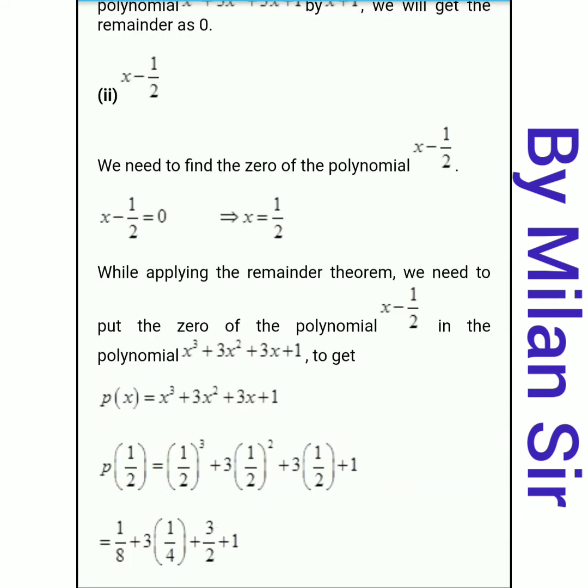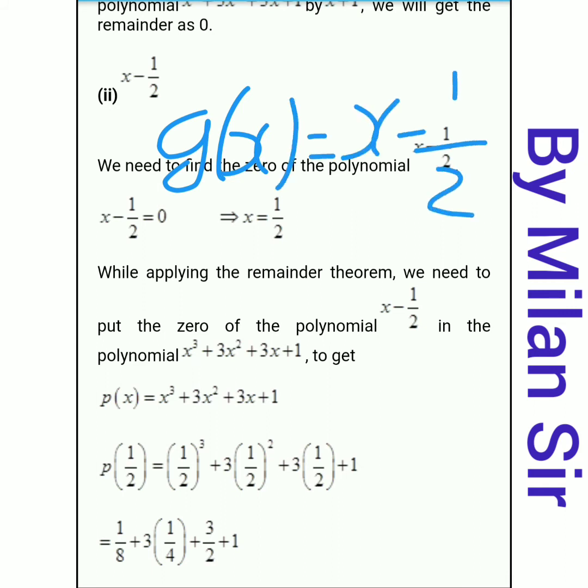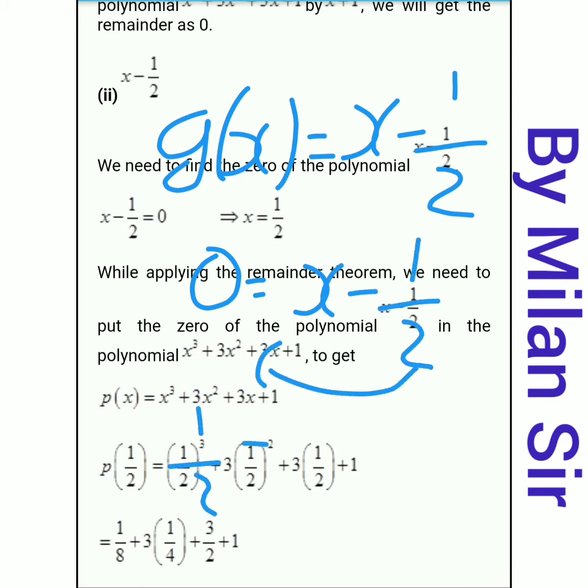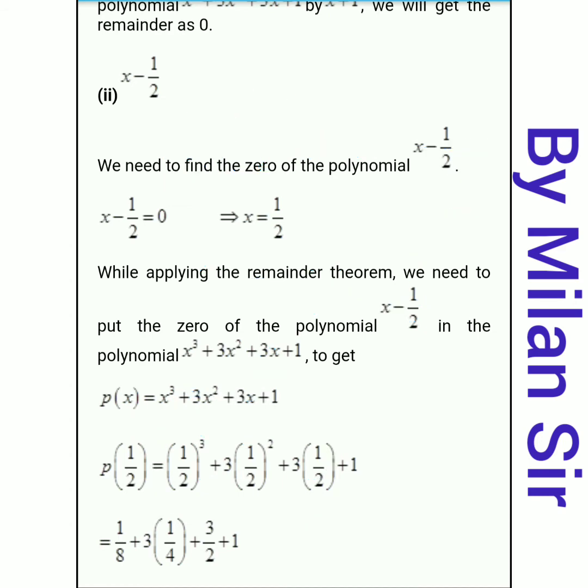Now in the second question, our g of x is equal to x minus 1 by 2. So put g of x equal to 0, so x minus 1 by 2 is 0. Now transfer this 1 by 2 to the left hand side, you will get the value of x. So x is equal to 1 by 2. Now we need to put this value in our p of x.